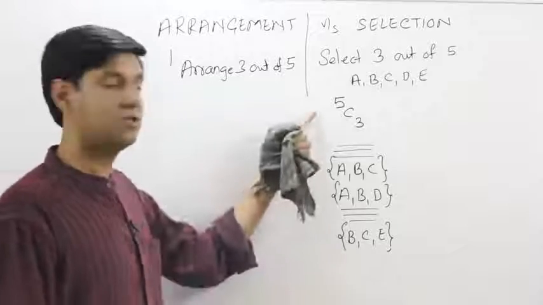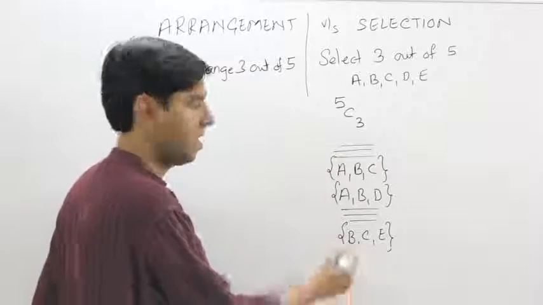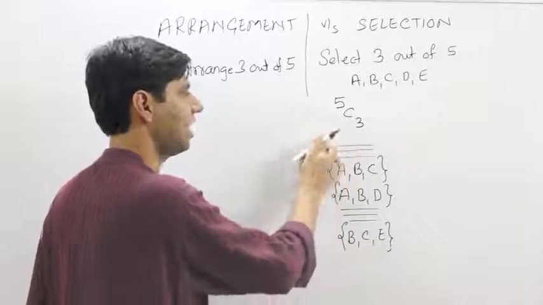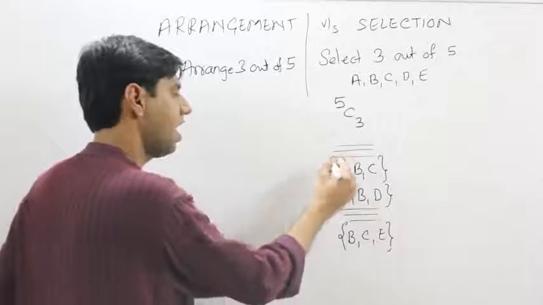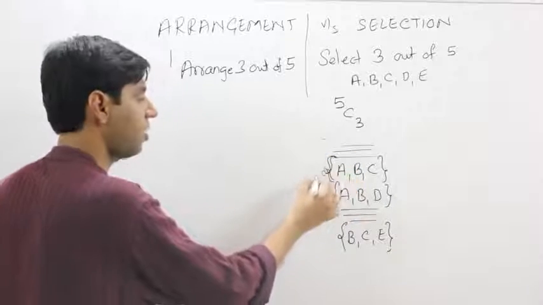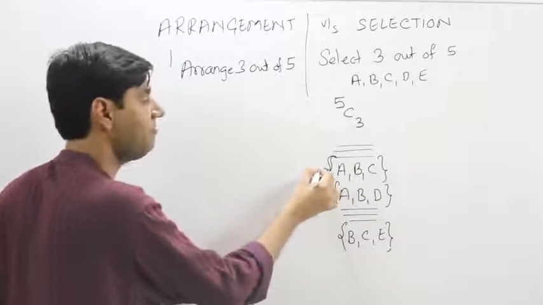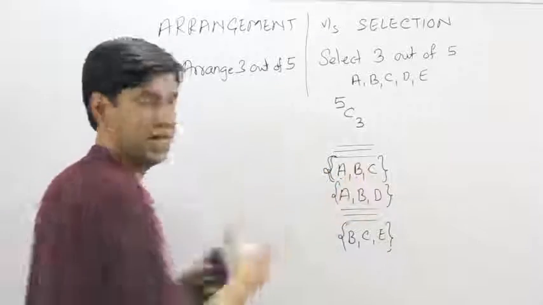Could I use the same process and say, let me first select? And in how many ways could I select? I could select them in 5C3 ways. Having selected this, is my job over after selecting? Not really. I have to arrange. So in how many ways can I arrange A, B, C? Let's look at the whole process.